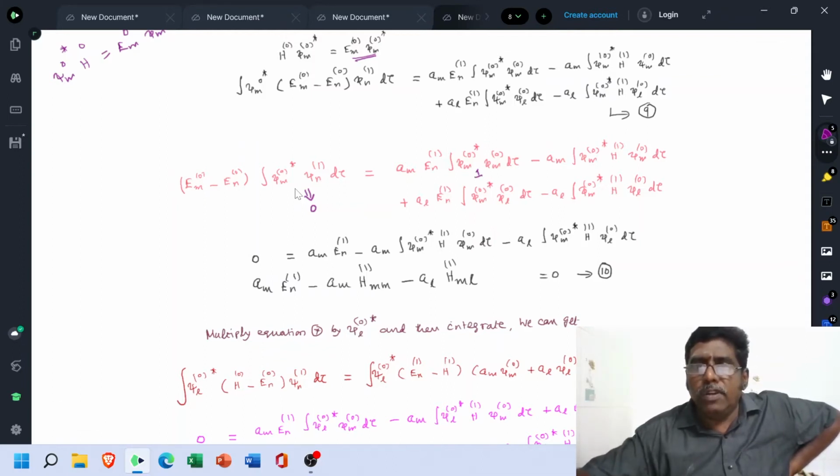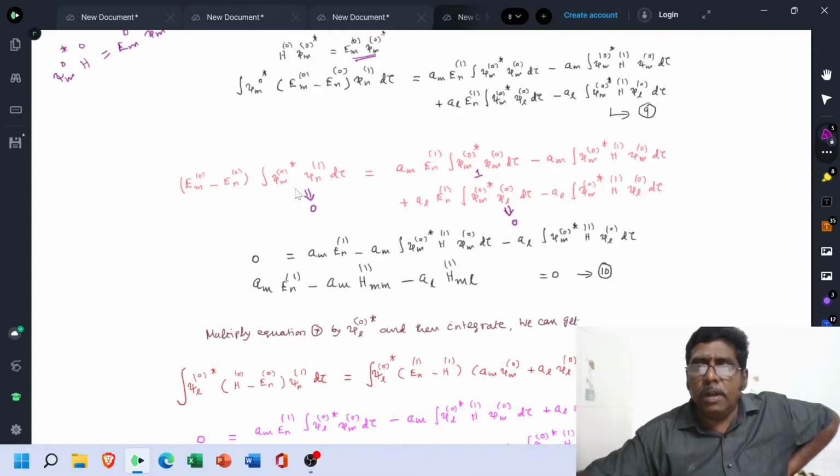This operator we should not disturb. We have to present it as such. Then this is the orthogonality condition. This integral value equals 0 because the product of one wave function with the complex conjugate of another wave function is 0. This is the orthogonality condition. This integral value equals 0. So Am En1 minus Am of the entire, minus Al psi m0 star H1 psi l0 d tau. The En1 term is taken for our account. If it is normalization, the integral value equals 1. If it is orthogonality, the integral value equals 0.